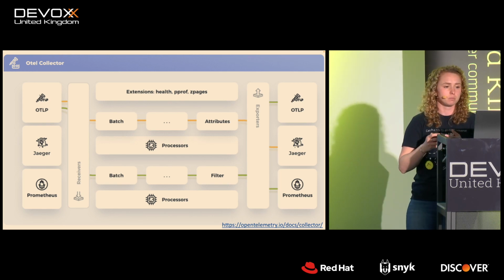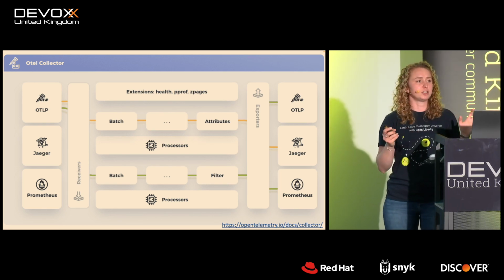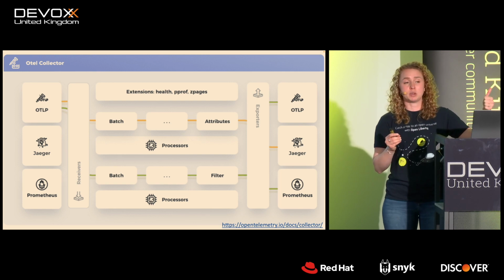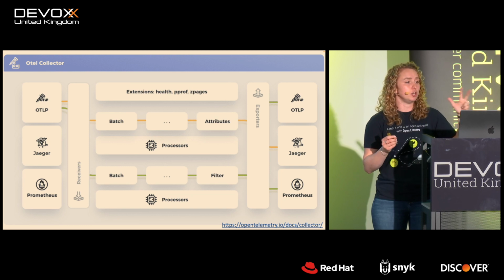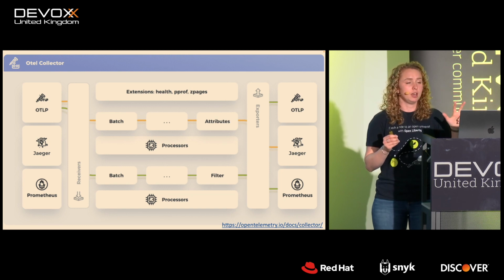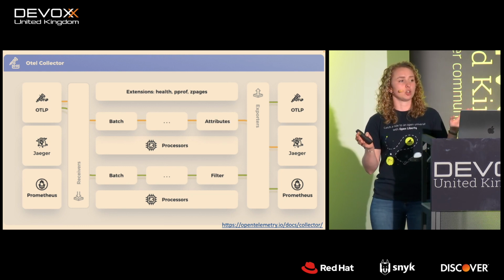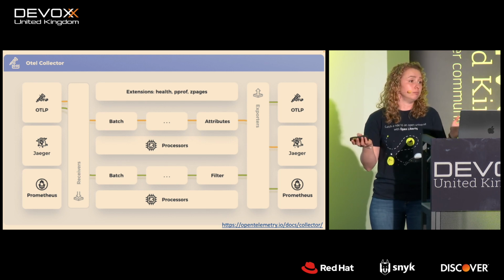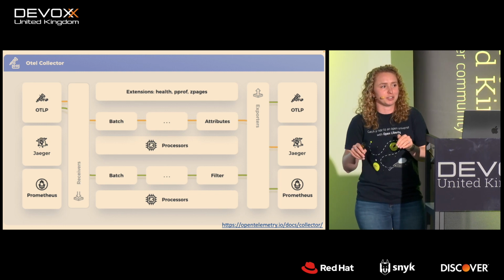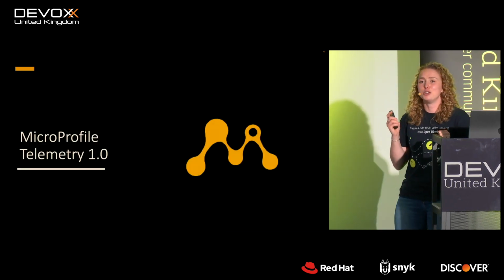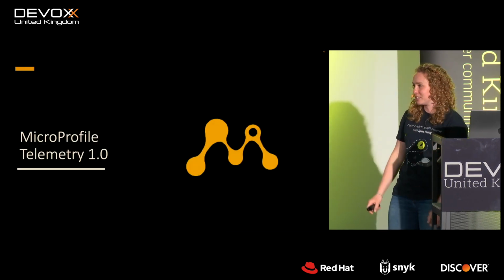Okay, so that's my whiz through of why do we care about observability? What do we mean by observability? And how do we do it utilizing things like OpenTelemetry? However, everything I've said so far has been pretty high level, I'll give it that. I've not really delved into how you actually go about using this. So that's what Reece is going to do now using MicroProfile. So over to you, Reece.